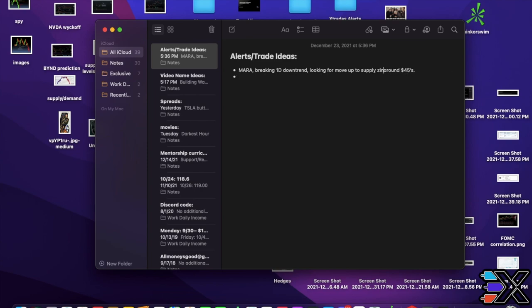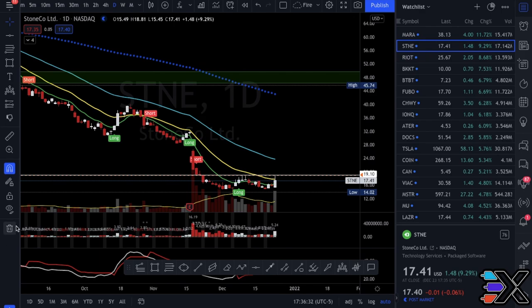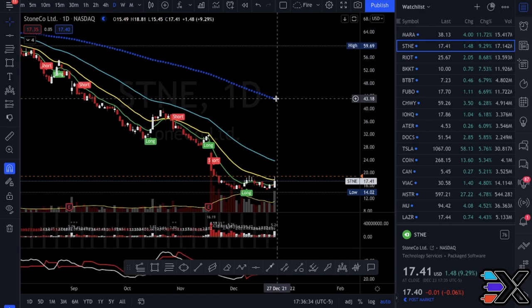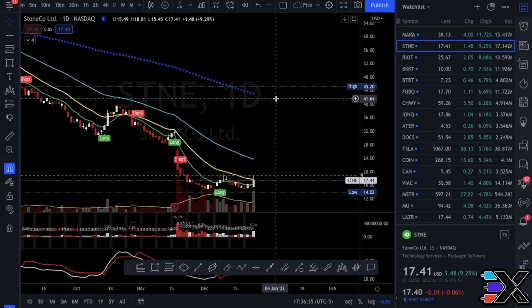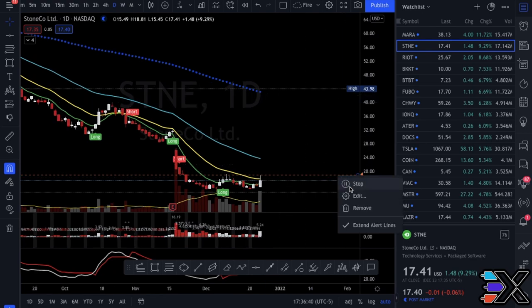And the good thing about typing these out and writing it down is that you're essentially typing out your bias, right? And sort of like a little plan and visualization of what you see. And I think it's really important because you don't want to just take a trade just because.